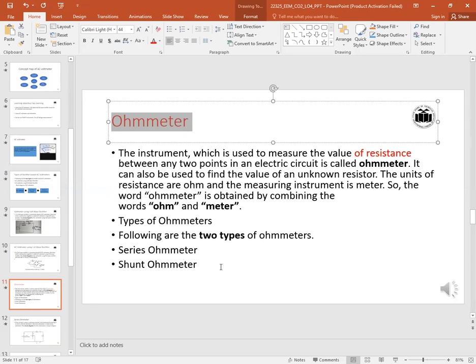So the types of ohm meters are nothing but series ohm meter and shunt ohm meter. It will be seen very simply. So series ohm meter, and second one is the shunt ohm meter.